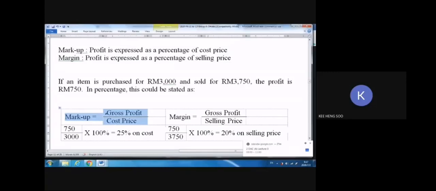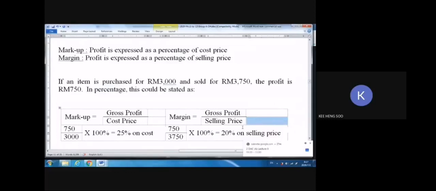You got it? Sometimes the question gives you markup, but you don't have gross profit. You do not have cost. You know that markup is 25%, 25 over 100, but you do not have gross profit. You don't have a cost of sales. You only got your selling price. That's why with markup you have to change to margin. So margin is gross profit divided by selling price. Gross profit you don't know, but selling price you know.